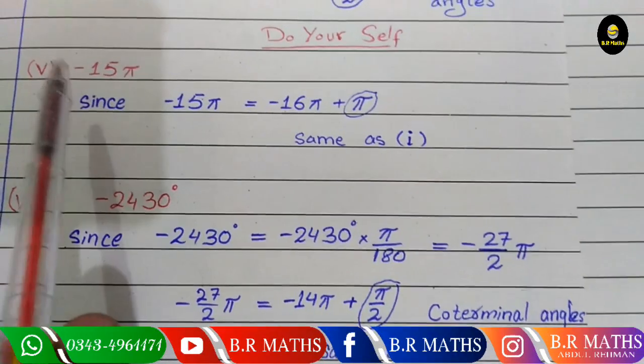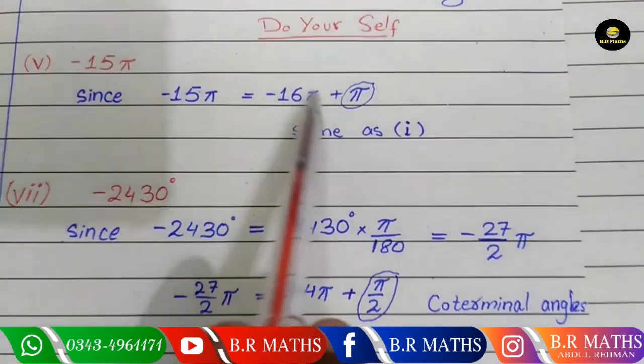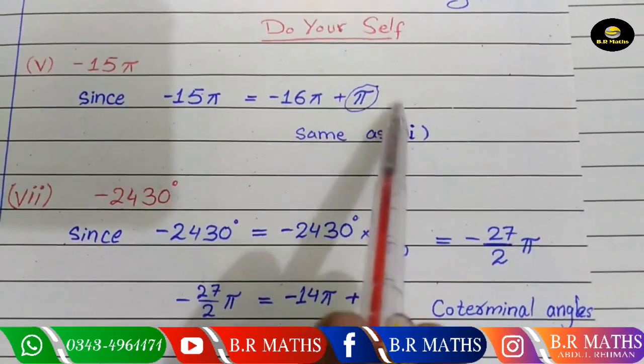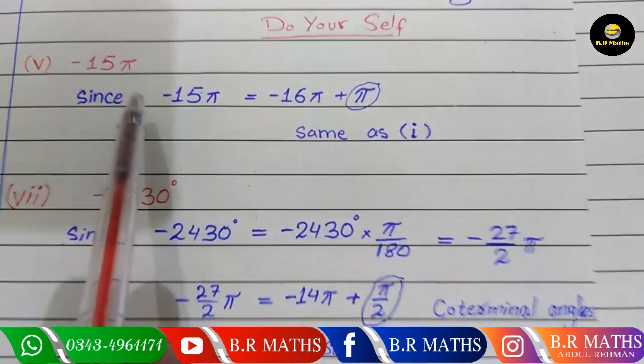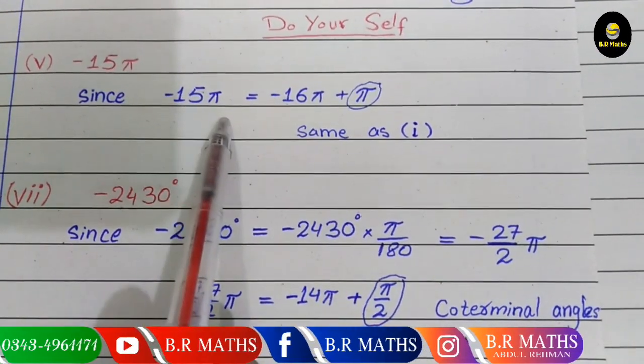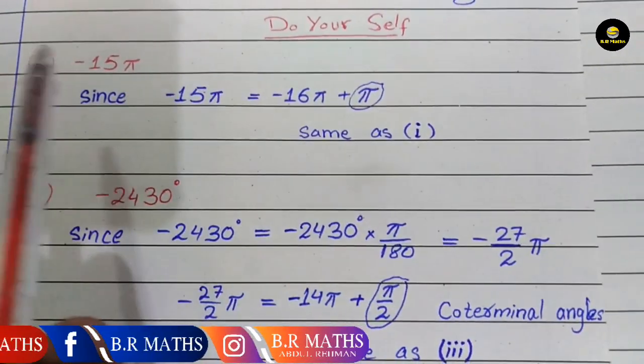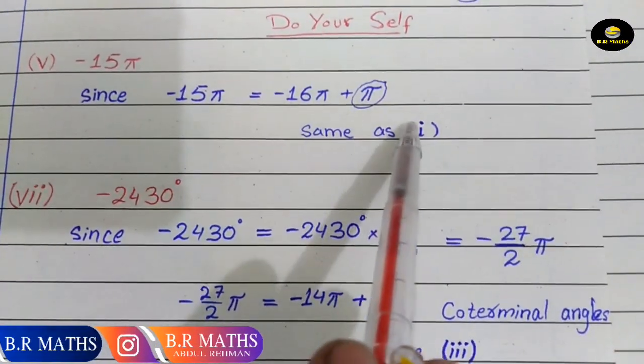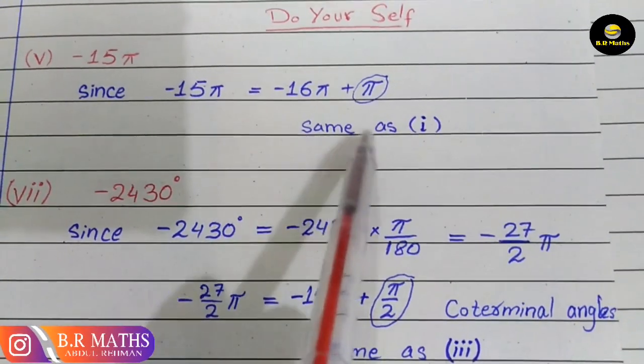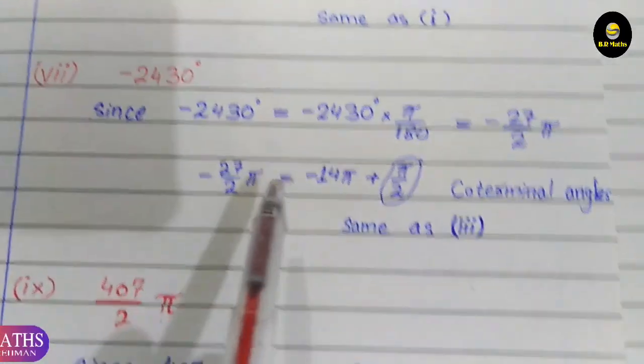Same, students, minus 15 pi is equal to minus 16 pi plus pi, and pi is the coterminal angle of minus 15 pi. Both have the same results. All trigonometric ratios on minus 15 pi and plus pi are the same. So you can do it same as 1.